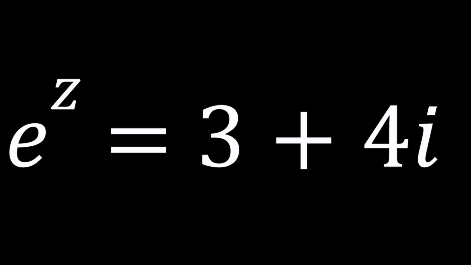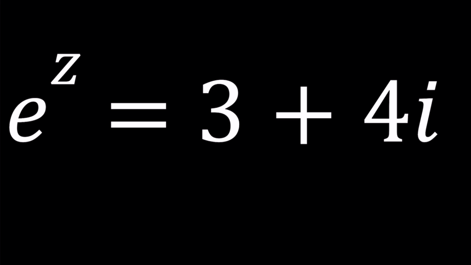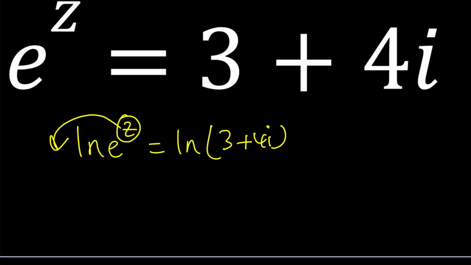So you might be tempted to do the following. If you were working in the real world, you could probably just ln both sides, right? ln e to the z equals ln of 3 plus 4i, and then z, bring it to the front, and ln e is 1, so z equals ln of 3 plus 4i. But what is ln of 3 plus 4i, right? How do you evaluate it? That's going to be our million-dollar question today.